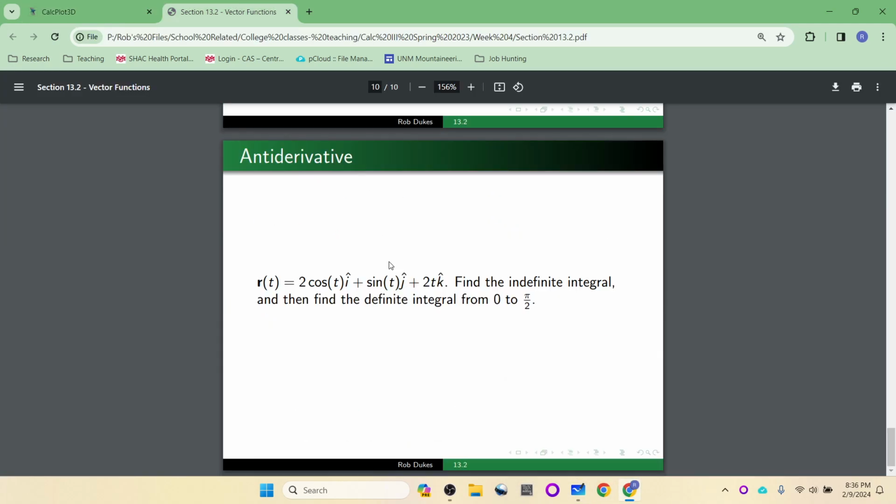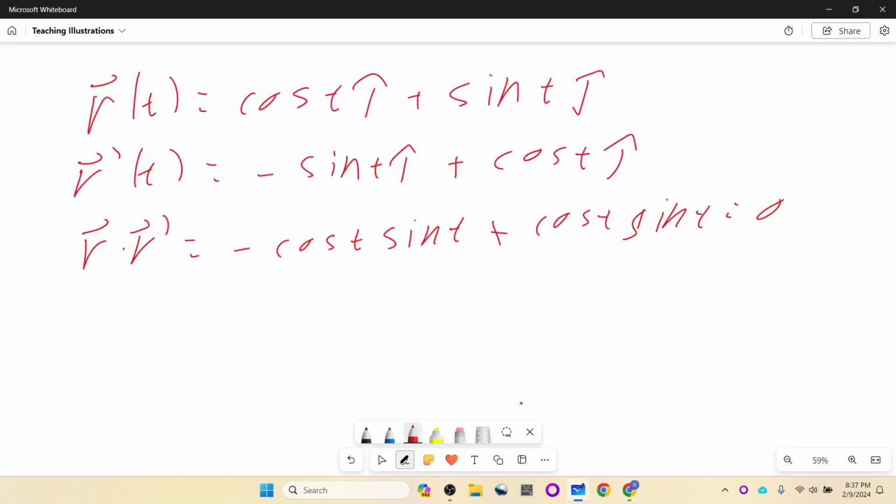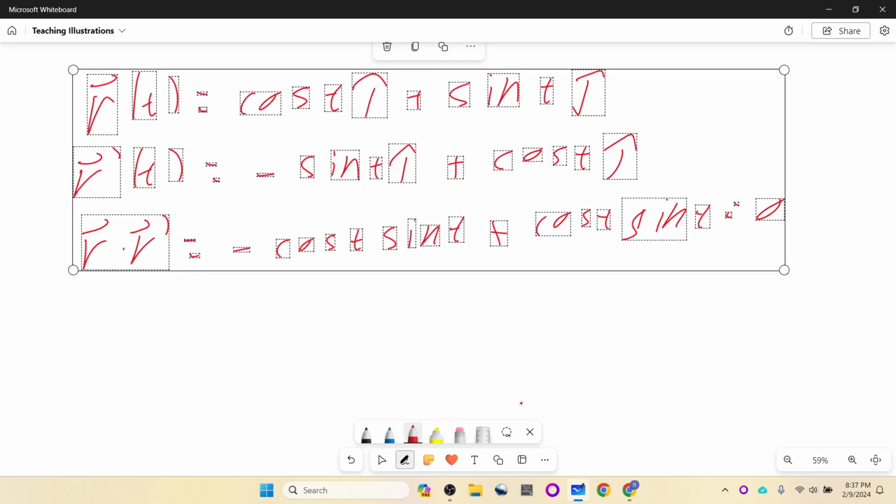Okay, last thing is the antiderivative. And this is, again, just what you would expect. We're not really talking about integrals in the sense of area and volume right now. We're just talking about it as in we have a function, and we want to find something that is its antiderivative. So let's find the indefinite integral and then find the definite integral from 0 to pi halves. So again, it's just what you would expect. We just go component by component.